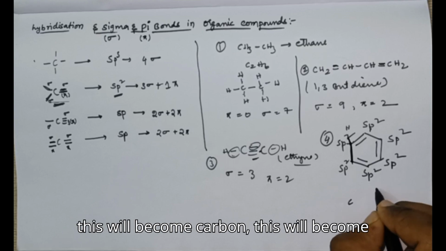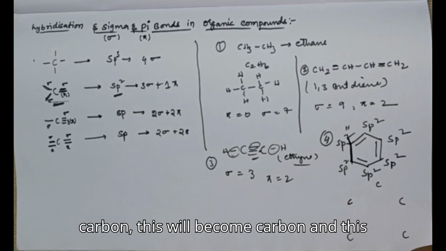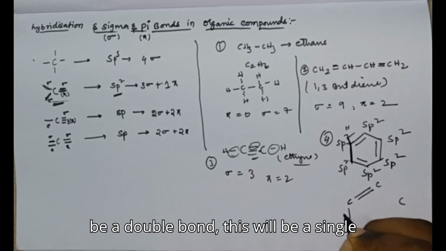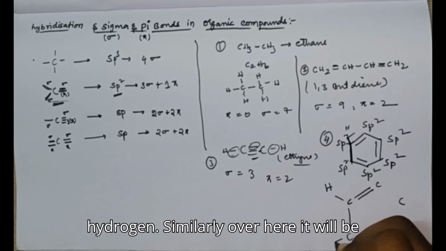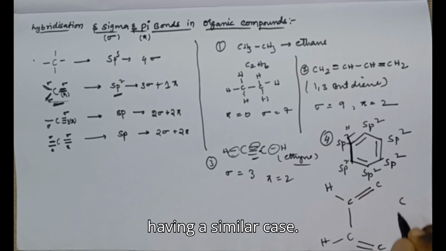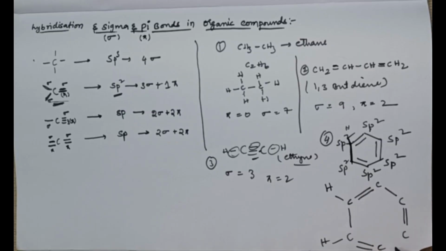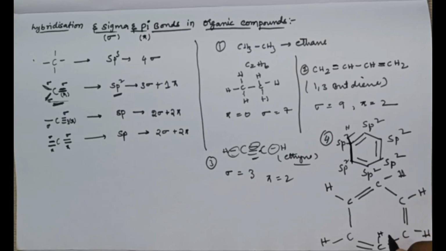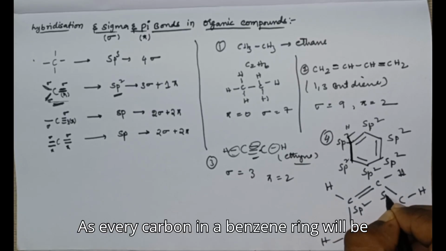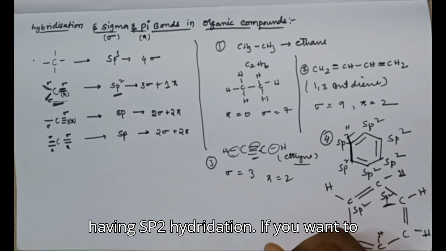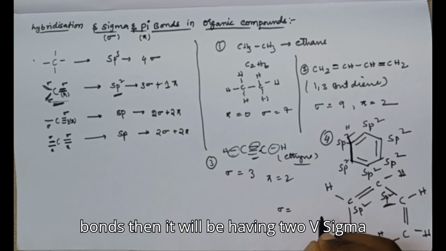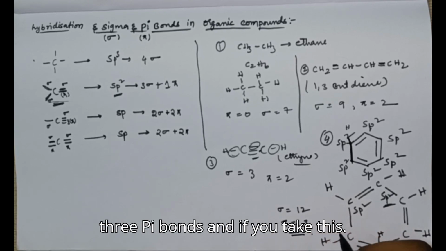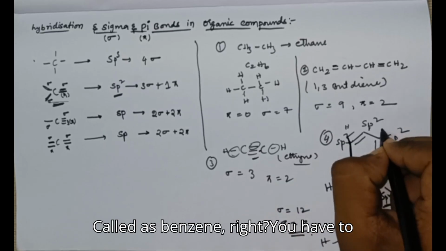If you take a look here, each carbon has one bond with hydrogen and one with another carbon. This will be a double bond, this will be a single bond, and this will be a bond with a hydrogen. Similarly, over here it will be the same case. Each and every one will be bonded like this. So, as every carbon in a benzene ring has sp2 hybridization, if you want to count the number of sigma bonds and pi bonds, it will have 12 sigma bonds and 3 pi bonds.